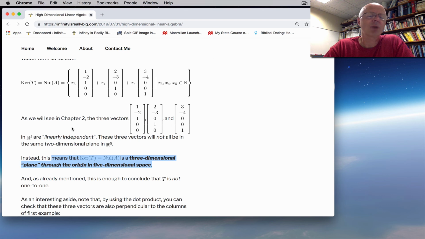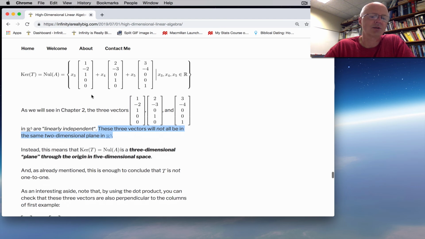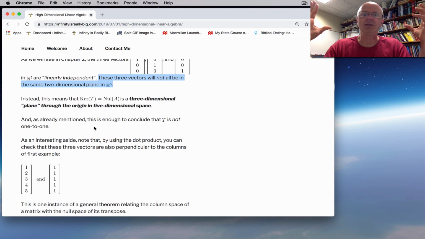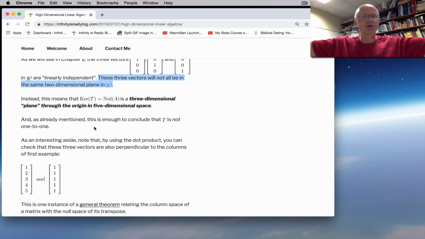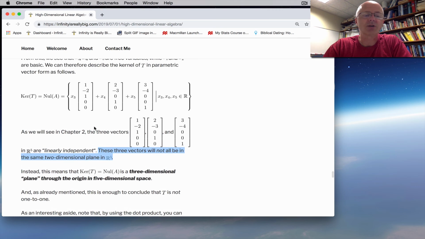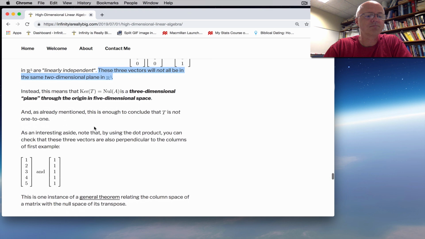I will talk about it probably starting in chapter 2, which is probably going to be a couple sections from now. They don't all lie in the same 2-dimensional plane in R5, and that's going to mean this is a 3-dimensional subspace of R5. It's somehow like our space that we live in, sitting inside a 5-dimensional space, which means it's not all of 5-dimensional space. Okay? The null space is non-trivial and T is not 1-to-1.